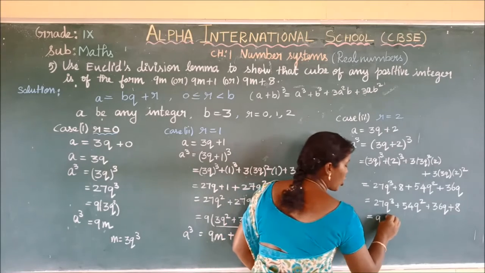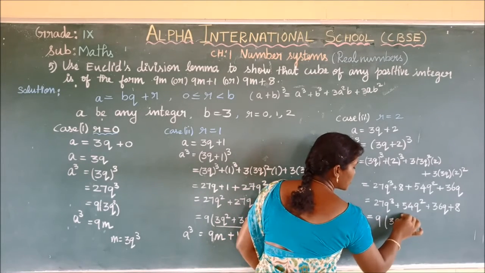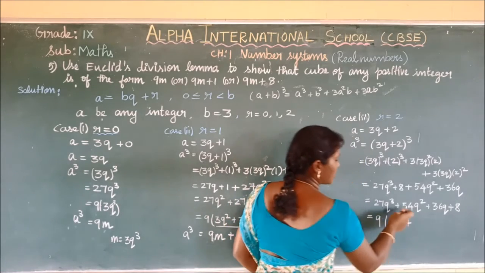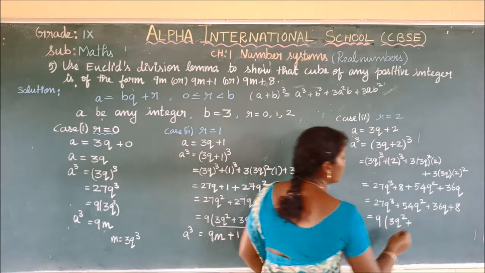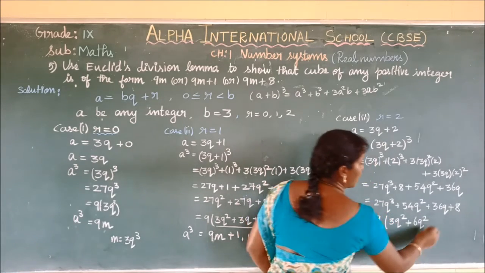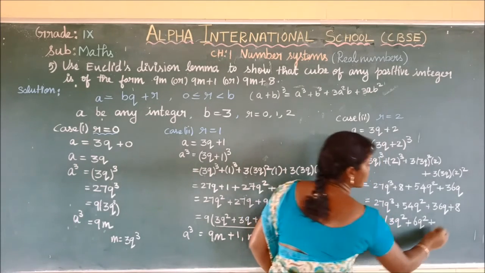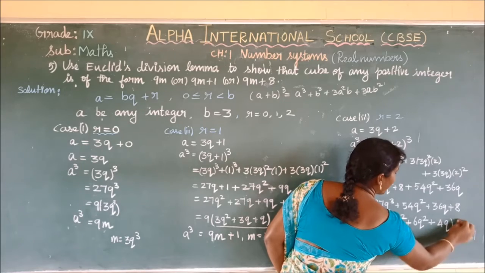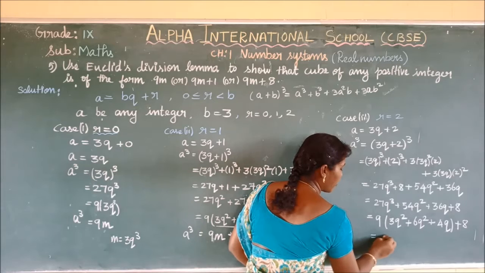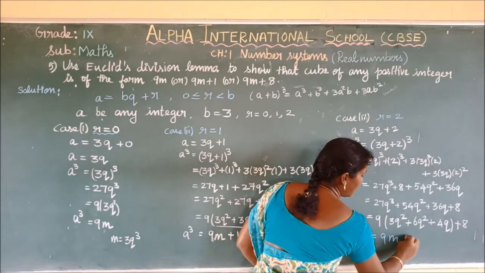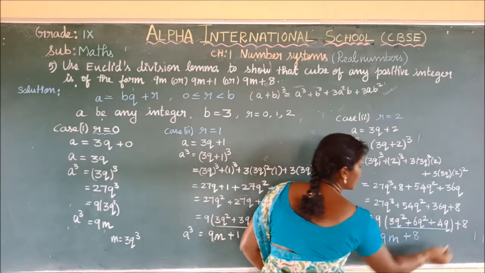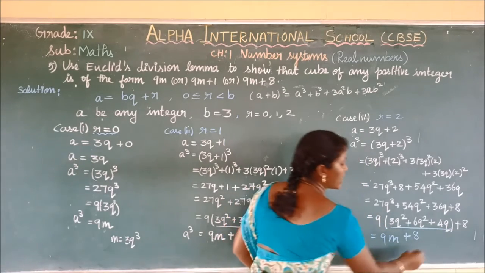Yes. If I take 9 common, 3 cube square. Check. 9 3s are 27, plus 6 9s are 54. So 6 cube square, plus 4 9s are 36, so 4 cube plus 8. So finally this can be written in the form of 9m plus 8. These three terms together are an integer. We are considering it as m.